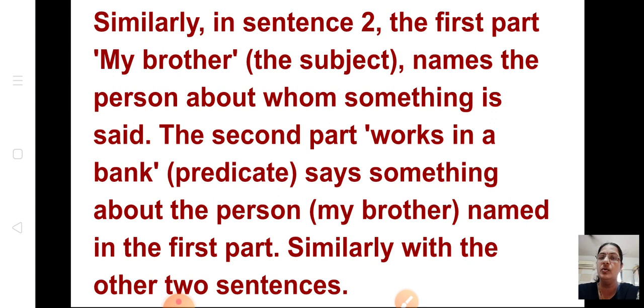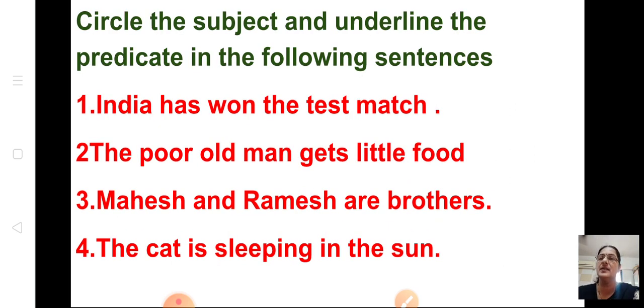So we saw how to differentiate between subject and predicate. The name of the person, place or thing will come under the subject, and the remaining part of the sentence, which has a verb explaining about that subject, will be the predicate. Understood subject and predicate? Okay. And shall we do some exercise?